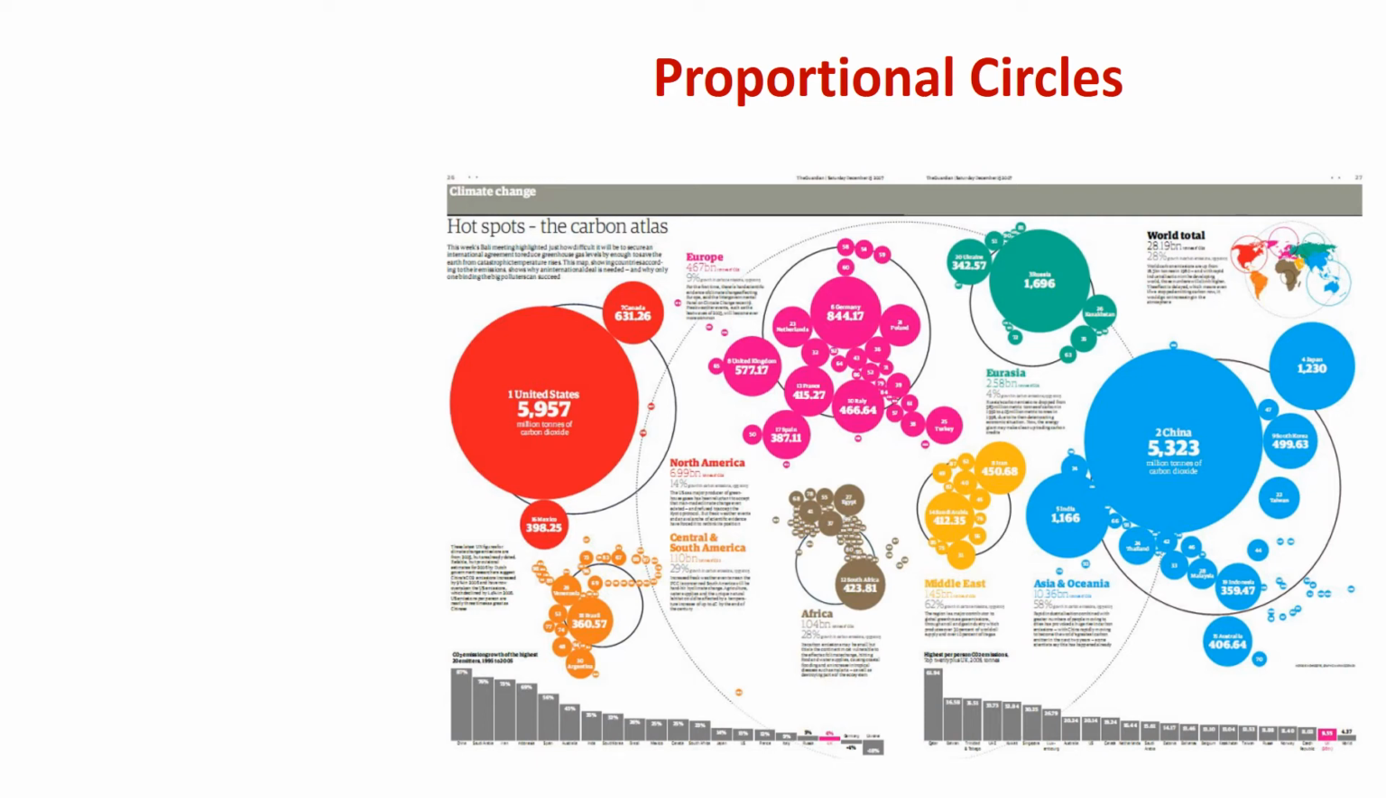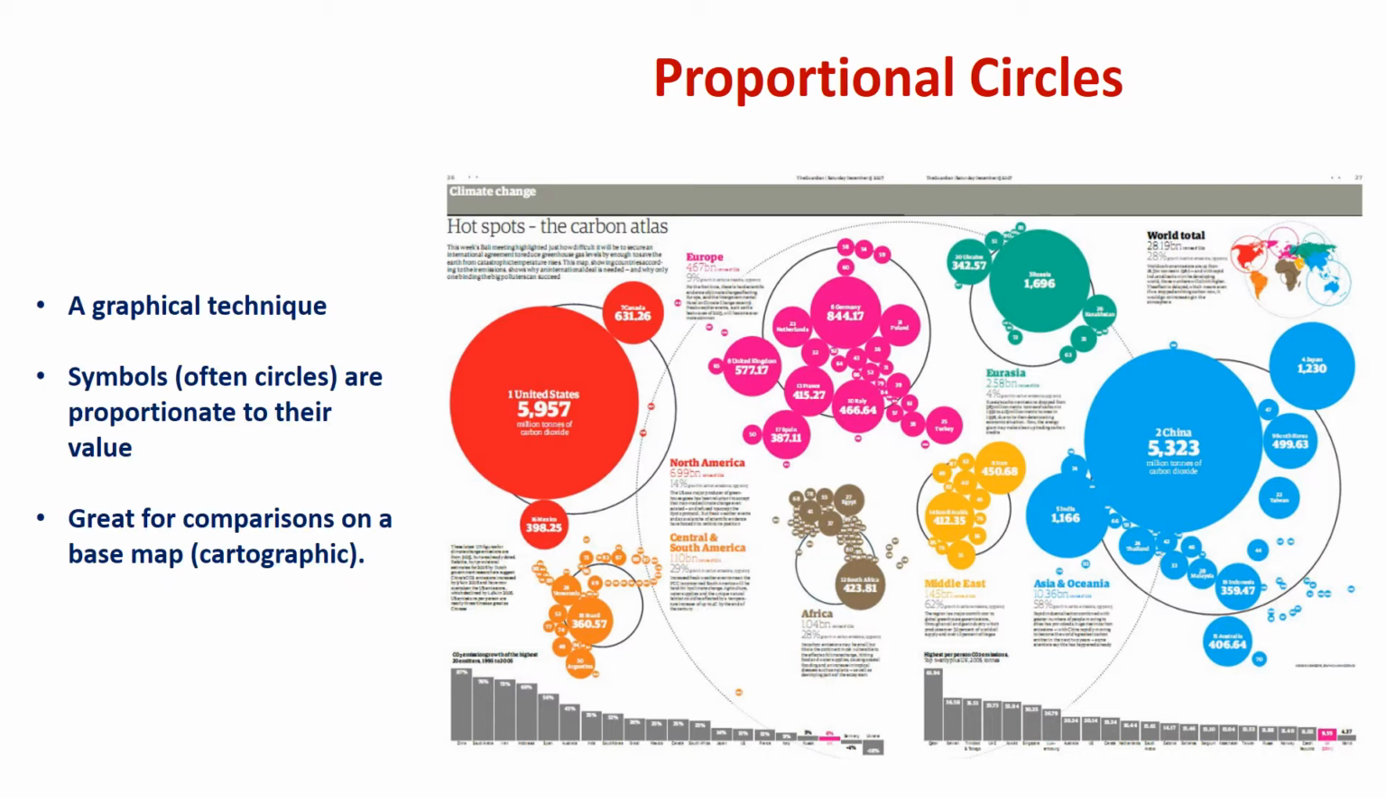This video is about proportional circles, something really rather interesting. Well, what are they? Essentially, they're a graphical technique that involves symbols, usually circles, that are proportionate to their value. They're an excellent way if you want to compare data across locations by locating on a base map. This makes it a cartographic skill as well, and it allows you to investigate spatial patterns.